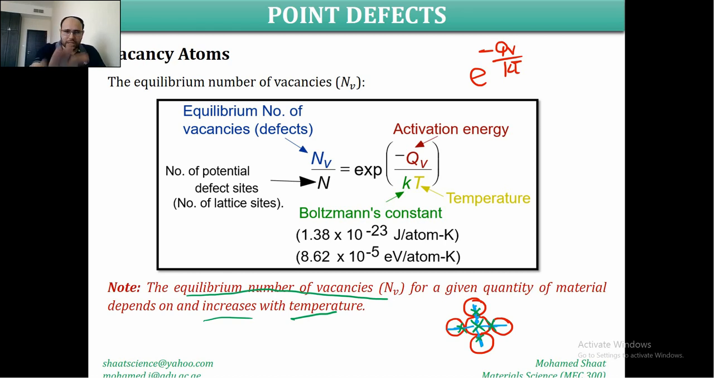Make sense? So this expression is simply how we can theoretically calculate the number of vacant atoms depending on what? Depending on the temperature. It means that as we are increasing the temperature, the number of vacant atoms will be increasing. Make sense?